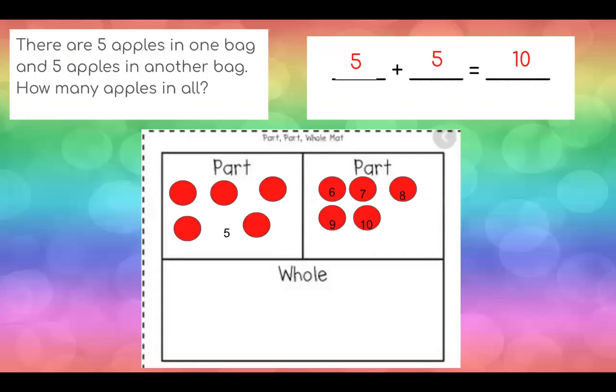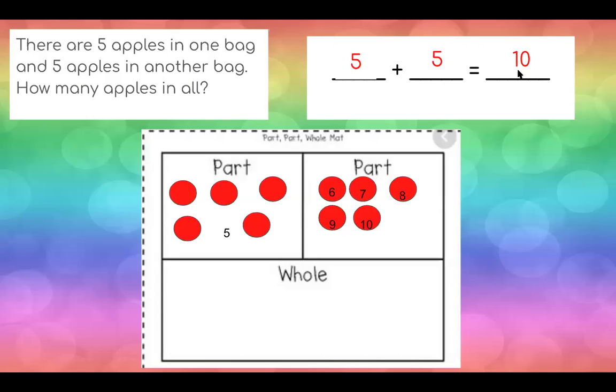Here is my thinking. Let me read the problem one more time. There are 5 apples in one bag and 5 apples in another bag. How many apples in all? And these words right here, in all, tell me I'm going to be putting 2 groups together to make a bigger number, which means I'm going to be adding. My equation reads 5 plus 5 equals 10.